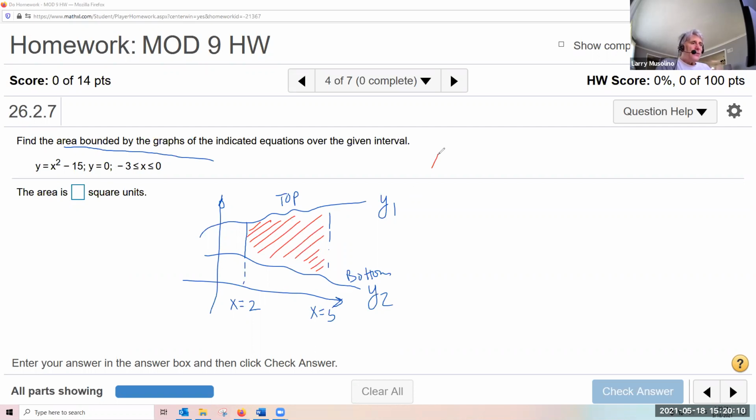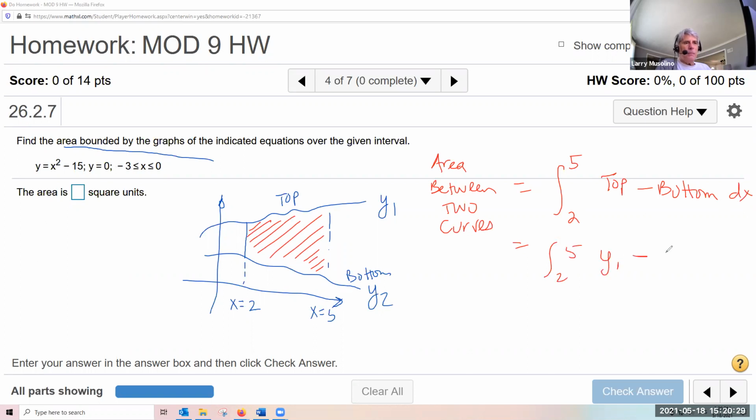Well, it turns out to find the area between two curves, you set up an integral. So this is going to be the integral, in my example, 2 to 5. And you take the top function and subtract the bottom function. So in my example, this would be y sub 1 minus y sub 2. So you have to know the top function. You have to know the bottom function. You subtract those two functions, and you take the definite integral.